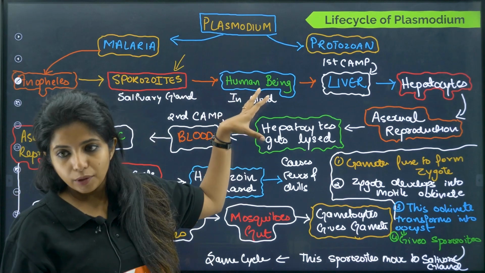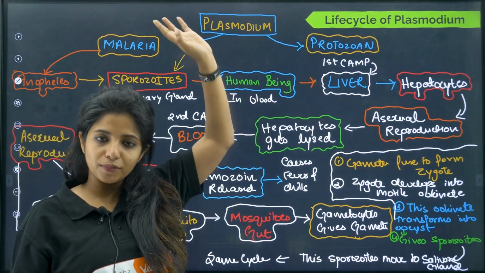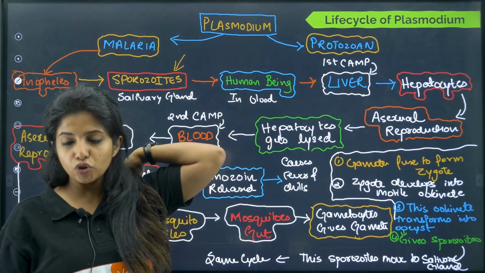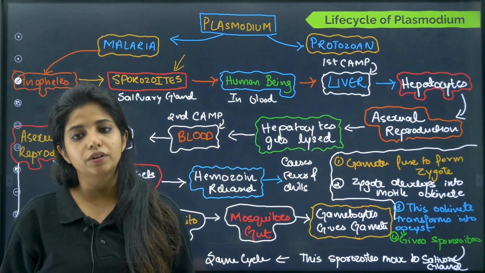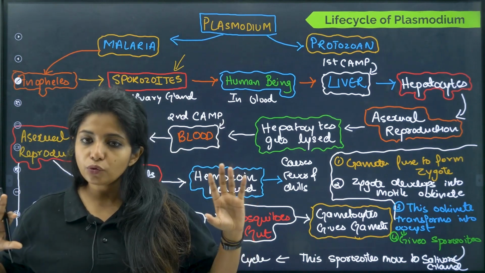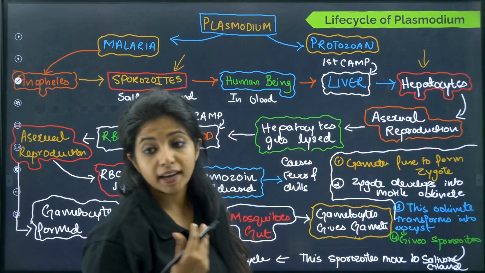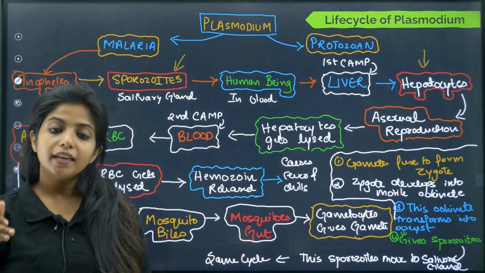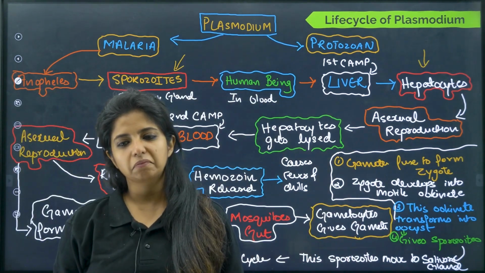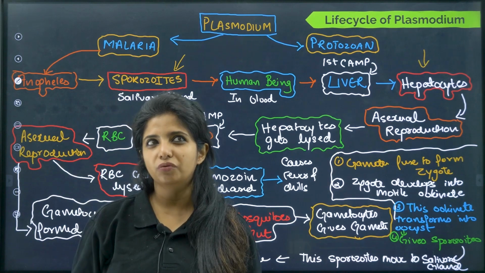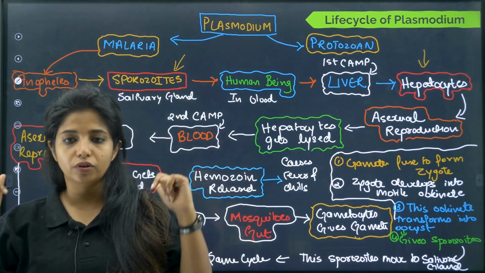From the blood, it goes to the first camp. So think of it as a terrorist. So this sporozoite is going to the first camp, that is the liver. Okay. In the liver, the name of the liver cells is hepatocytes. What do you call it? Hepatocytes. In the hepatocytes, they will think that we have to increase our number, so they do asexual reproduction.